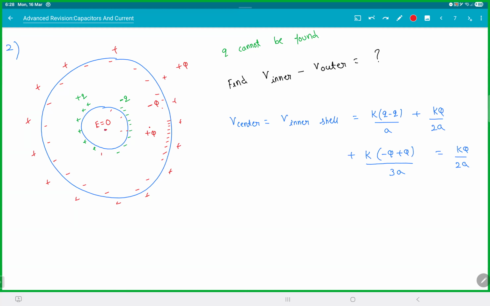We can do something else. What is the field outside? The field outside is only due to the plus q charge, which is kq by x square. This is only due to the outermost charges because everything else is shielded.